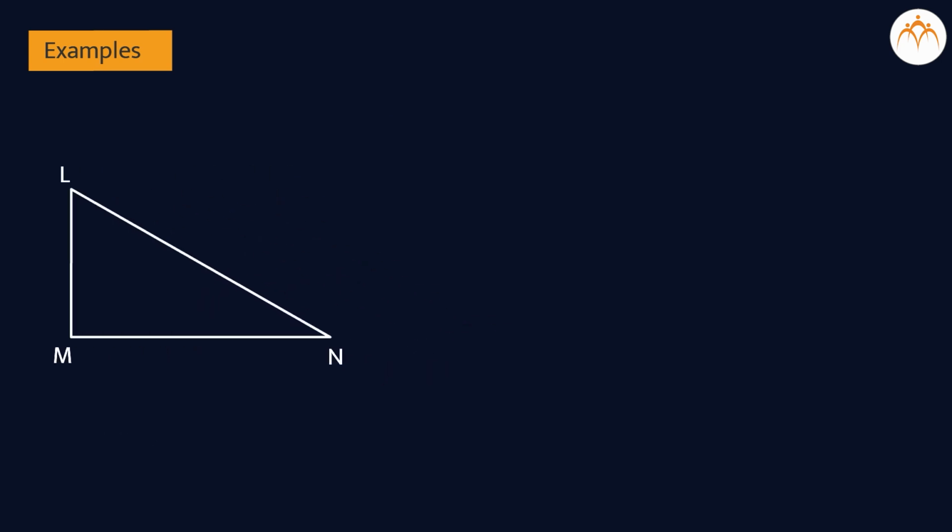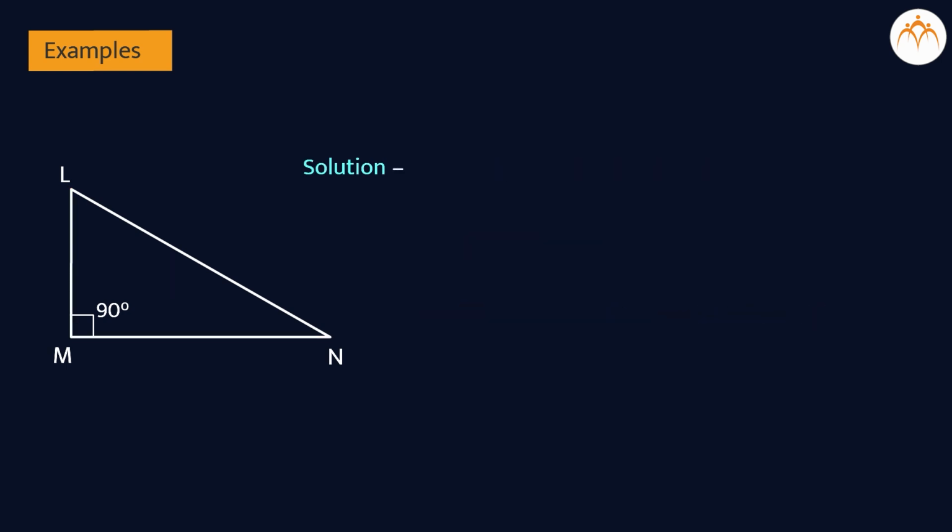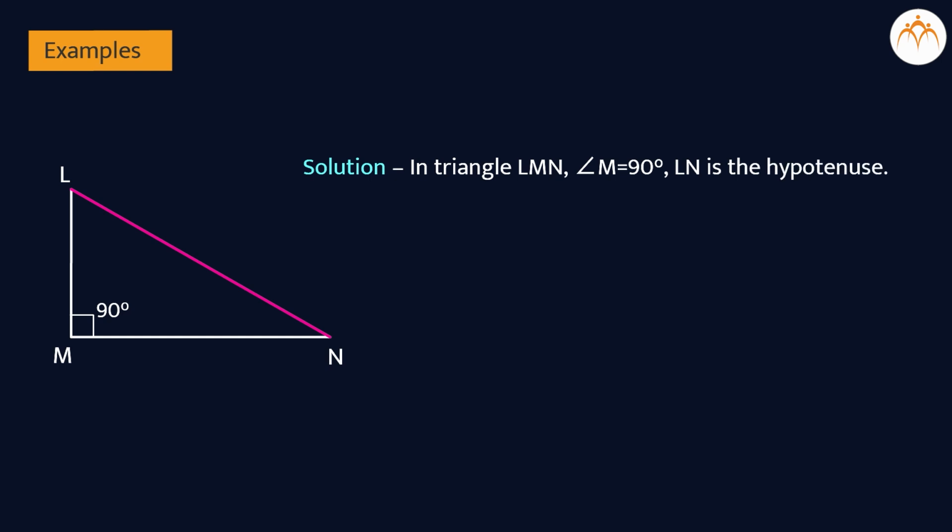Now look at the adjacent figure. In the right angle triangle LMN, angle M is 90 degree, LM 9 units, MN 12 units. Find the values of sin L, tan L, cos N and tan N. Solution. In triangle LMN, angle M is 90 degree. Therefore, LN is the hypotenuse.